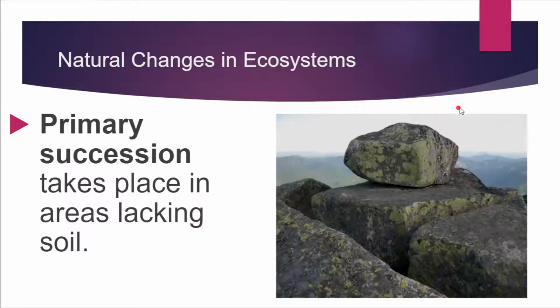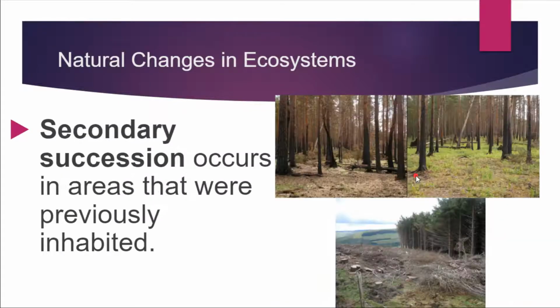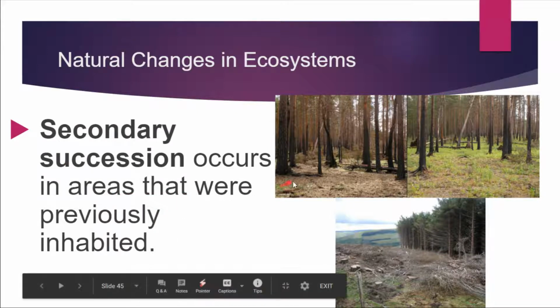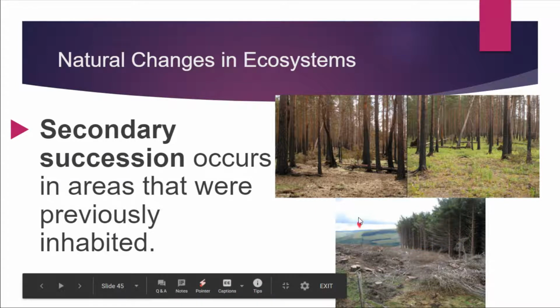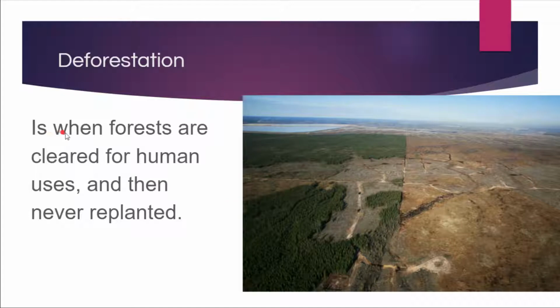Primary succession takes place in areas lacking soil. I've got a picture here of some rocks. I'm sure you've been in the Whiteshell and seen some lichens like this on rocks. This is primary succession. This is also primary succession, where we've had a forest fire. Secondary succession occurs in areas that have previously been inhabited. So there used to be trees that were clear cut here, in forests, sorry, deforestation.